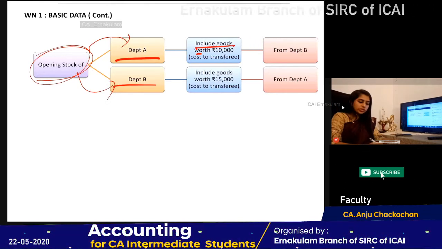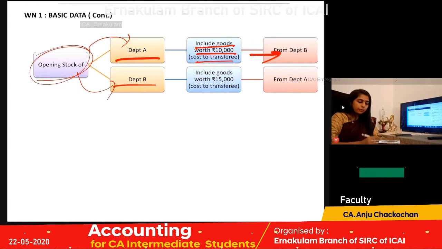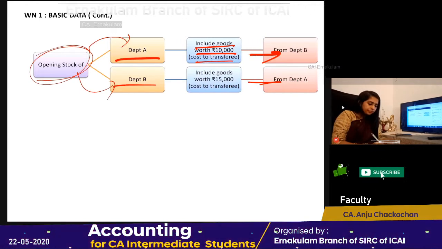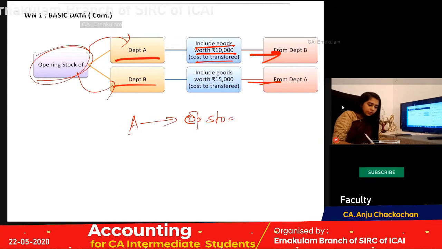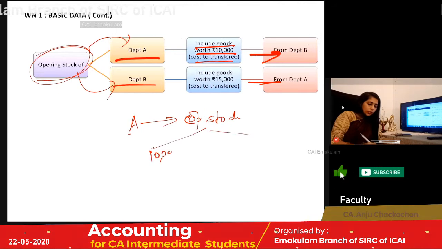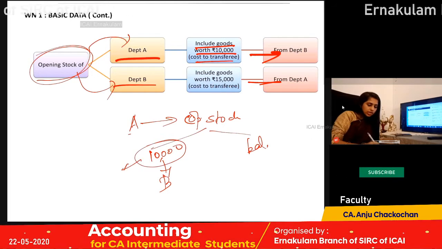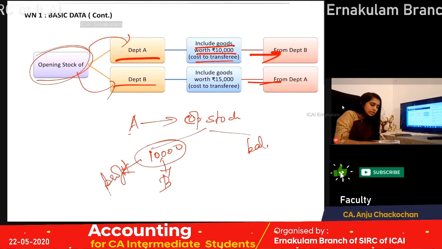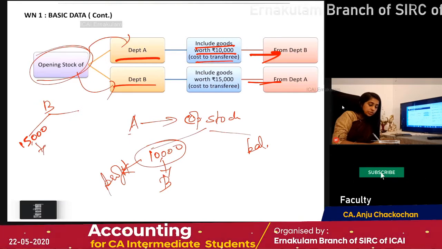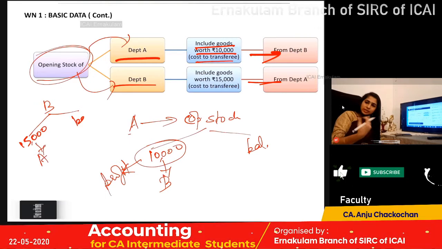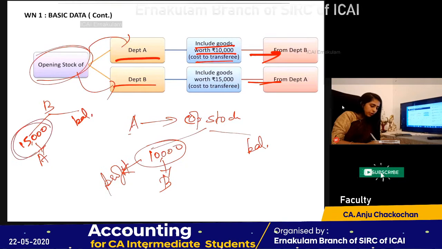It includes goods worth rupees 10,000 at cost transferred from Department B. Okay, and this includes from Department A also. See, for Department A, they will have a total opening stock. And of this total opening stock, 10,000 will be from Department B and the balance will be their own. So it is only on this 10,000 that we will have the profit amount. Similarly, in the case of Department B, 15,000 will be the stock which is transferred from Department A, and the balance will be their own stock, and it will be only on this 15,000 that they will have the amount of profit involved.